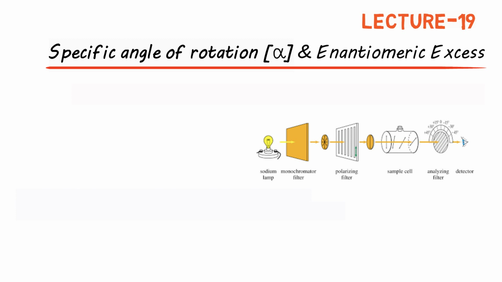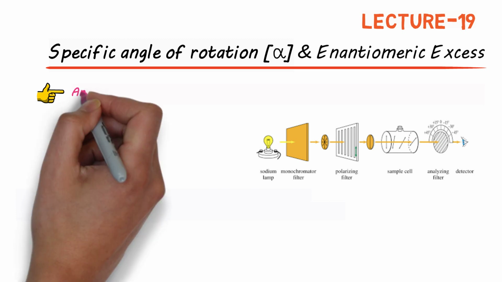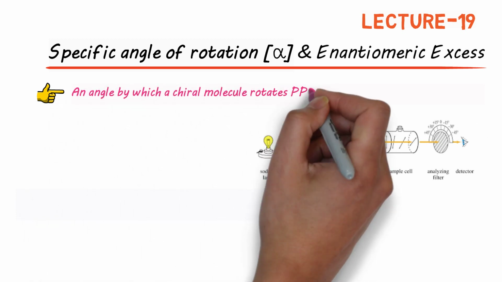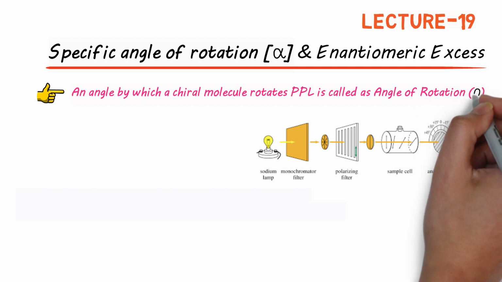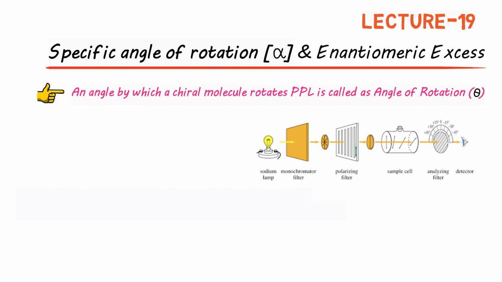अब कितना ये rotate करेगा? How much is it being rotated? So जो वहाँ पे angle बनेगा we call that angle of rotation. So we can say angle of rotation is actually the angle by which a chiral molecule rotates plane polarized light. That's called the angle of rotation. It is denoted by theta.